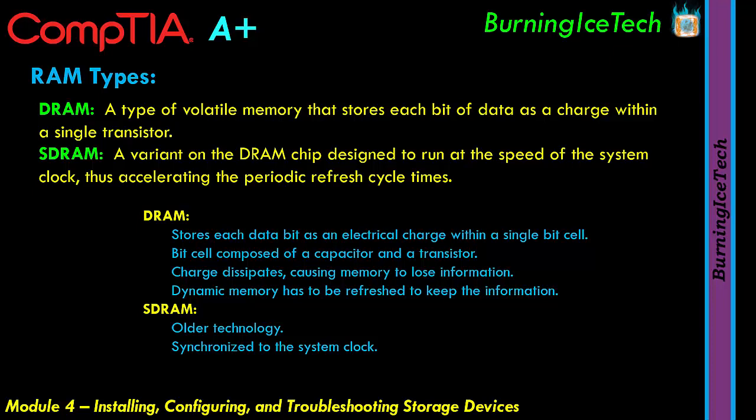So what's mentioned about DRAM is it's a type of volatile memory. We know they're both volatile. Any kind of RAM is volatile. So it's a type of volatile memory that stores each bit of data as a charge within a single transistor. SDRAM, on the other hand, is a variant on the DRAM chip designed to run at the speed of the system clock, thus accelerating the periodic refresh recycling times. Sounds fancy, but it's all technology, trust me. At the bottom, you guys can see a little bit of extra information regarding DRAM and SDRAM. Feel free to pause here if you want to read up on that. Let me move on in the meantime.